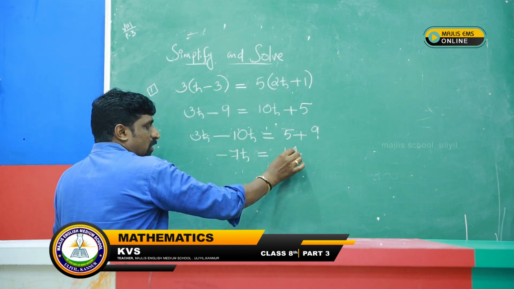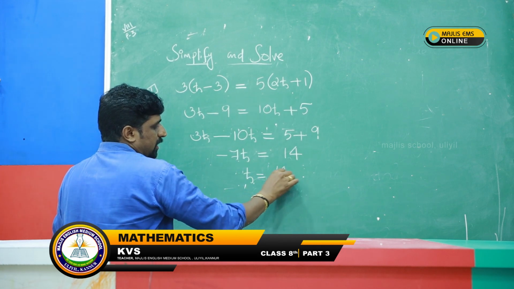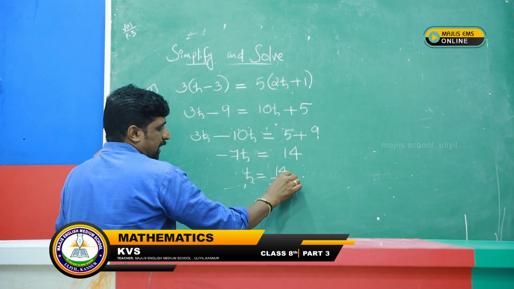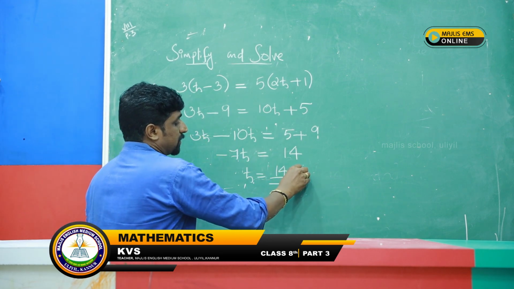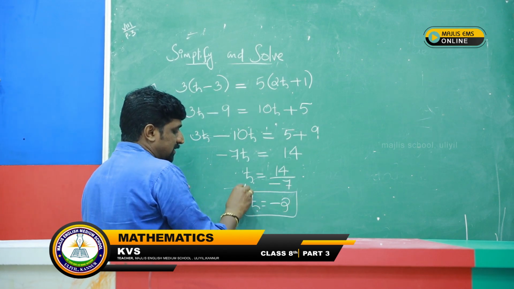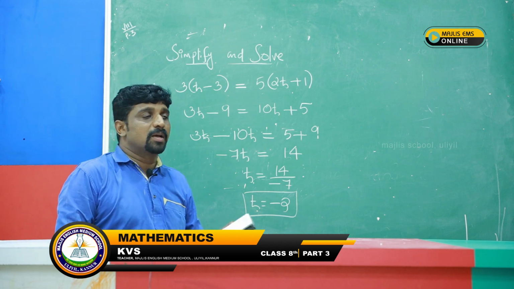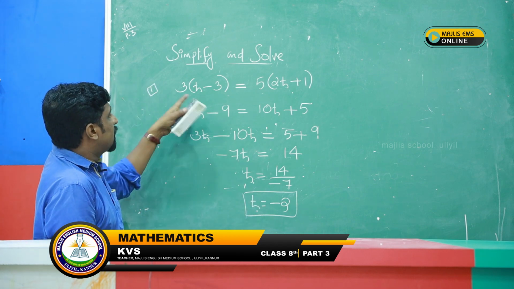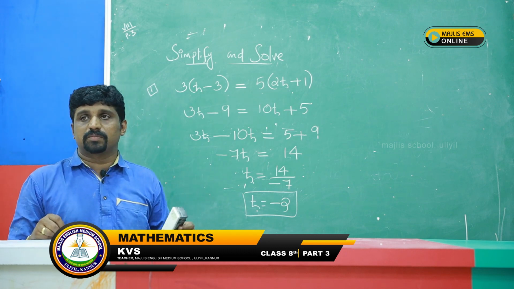Minus 7t is equal to 14, then t equals 14 divided by 7, and the minus 7 can be taken the same, minus 7. Therefore the answer we got is t equal to minus 2. We got the final answer like this, t equal to minus 2. Like that we can solve the problems: first we multiply the bracket, remove the bracket, and after that we solve.